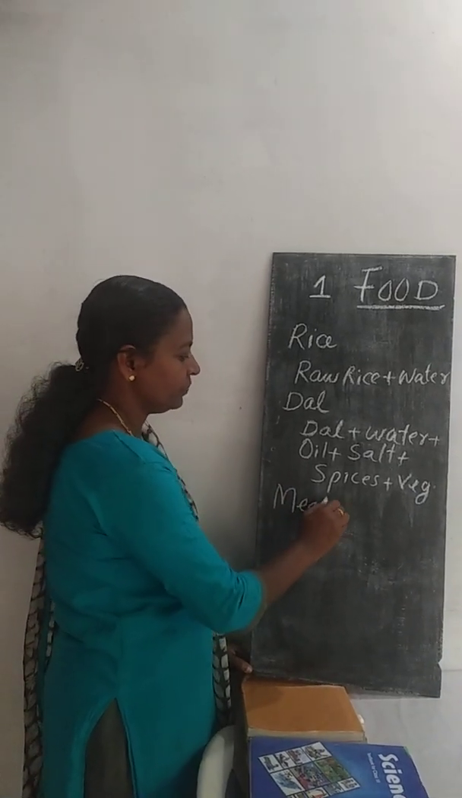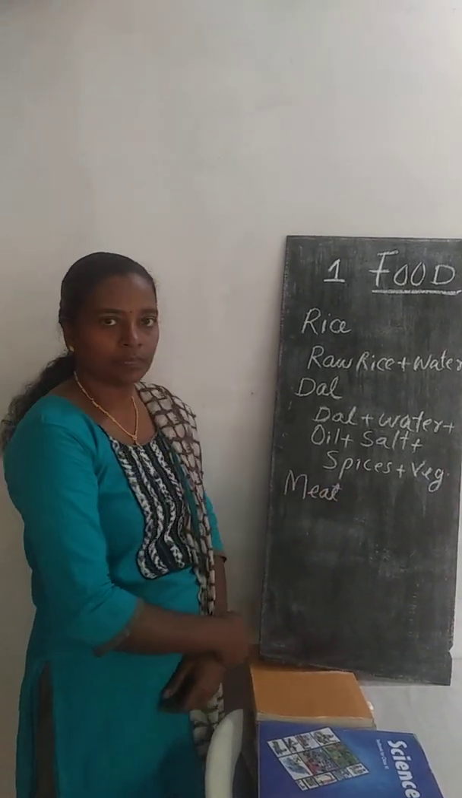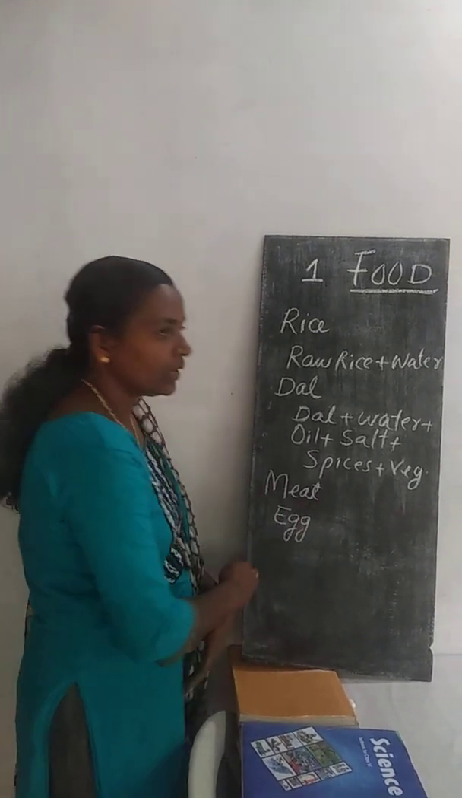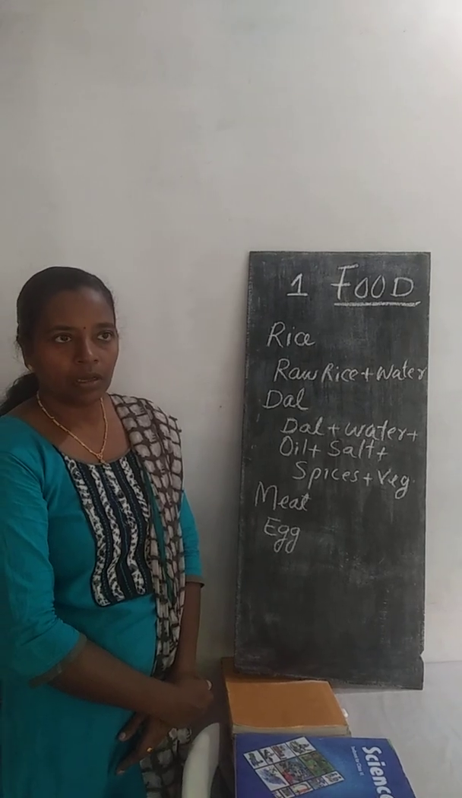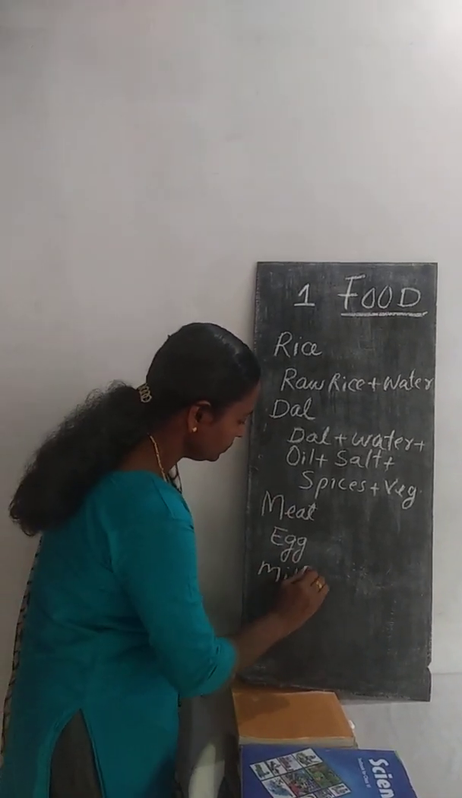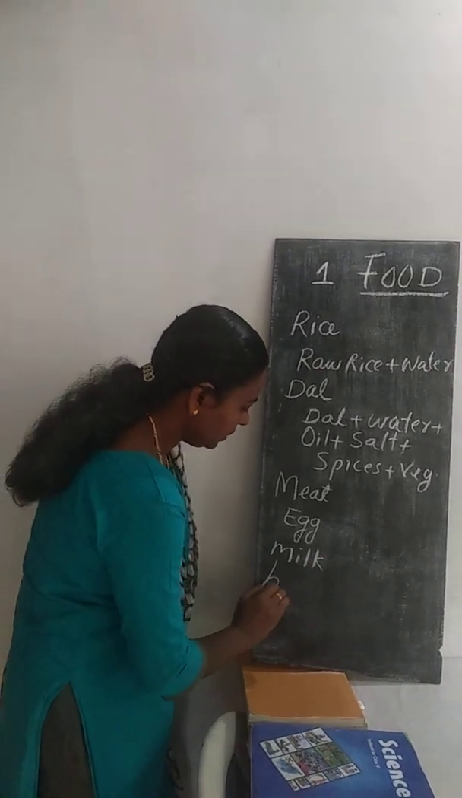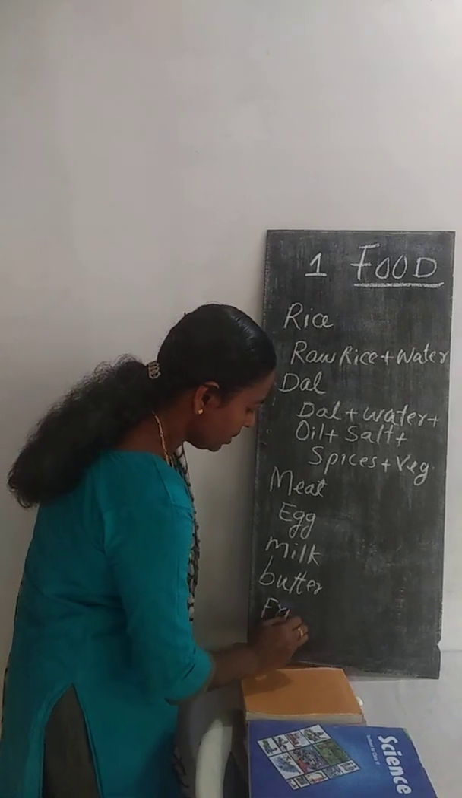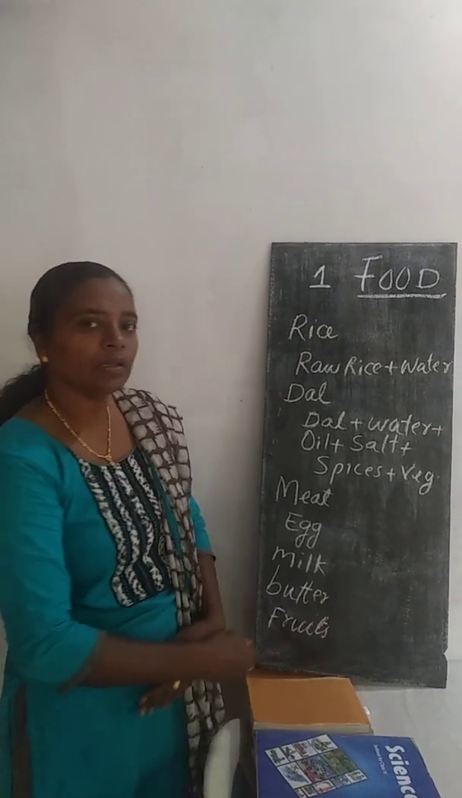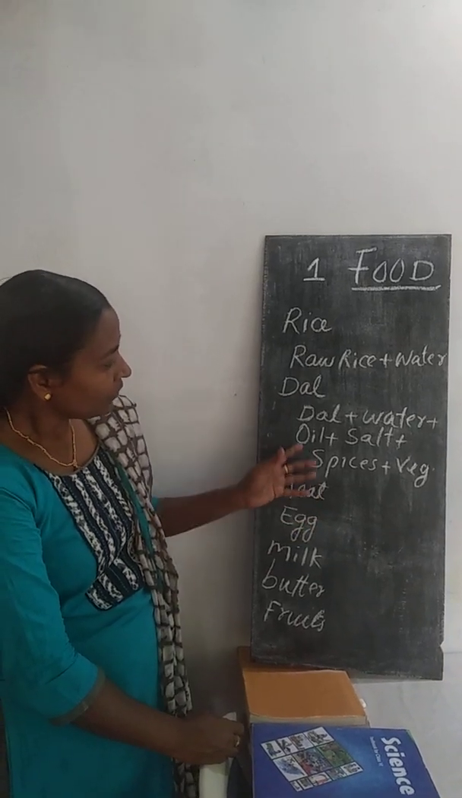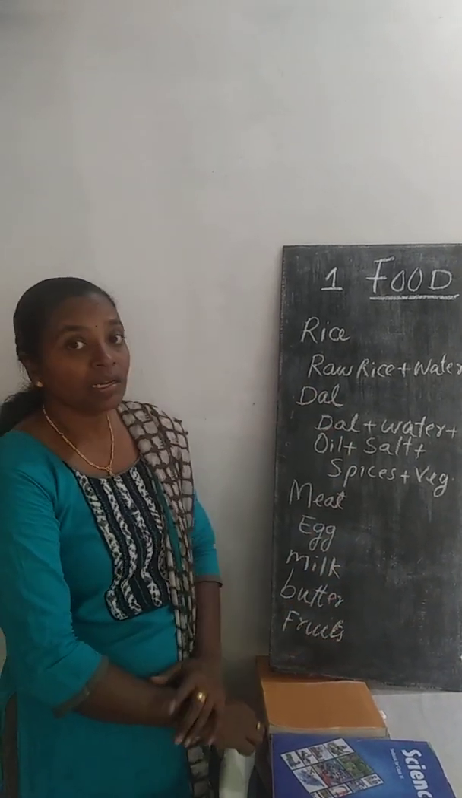And in our diet, we can add some more items. We eat meat. Then we can use some eggs in our daily diet. We can include all these items. Then milk. Then butter. These all things can also be added. Fruits, etc. And from where do all these things come from?